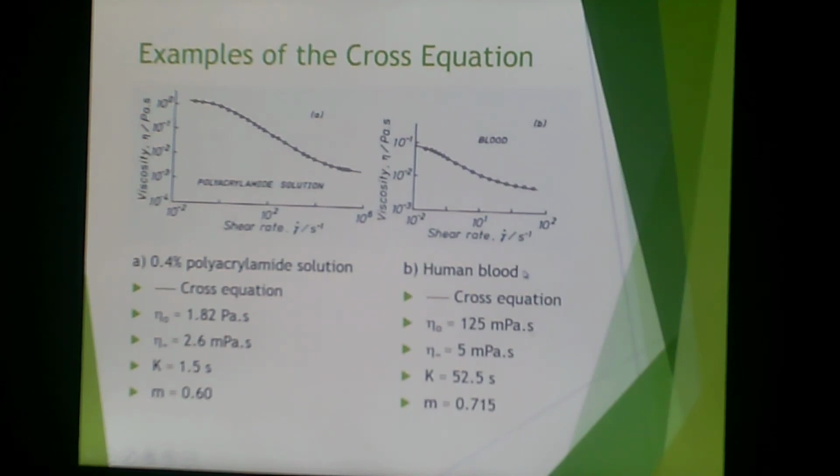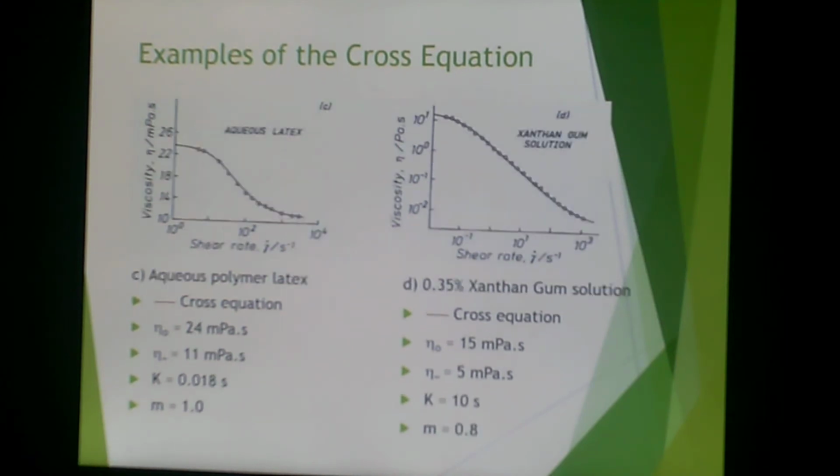Here we have one that is for blood. Again, the dots represent the experimental data, and the solid line represents the Cross equation approximated to this. And here you have these variables that fit that particular viscosity versus shear rate behavior. Here we have some other systems. This is an aqueous latex, and again, you have the experimental data represented by the dots, and the Cross equation fit to that data using these parameters. And here is a xanthan gum solution. Once again, the dots represent the experimental data, and the Cross equation represents the fit of that particular experimental data using these parameters.